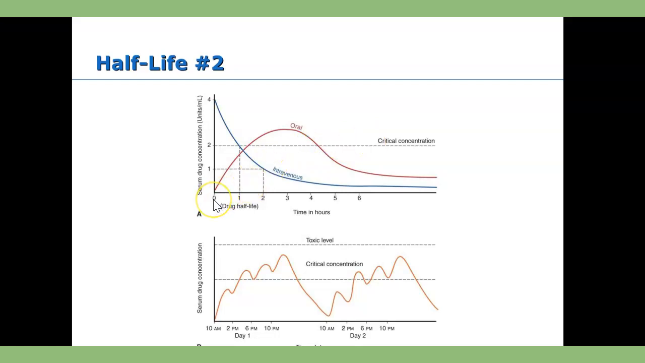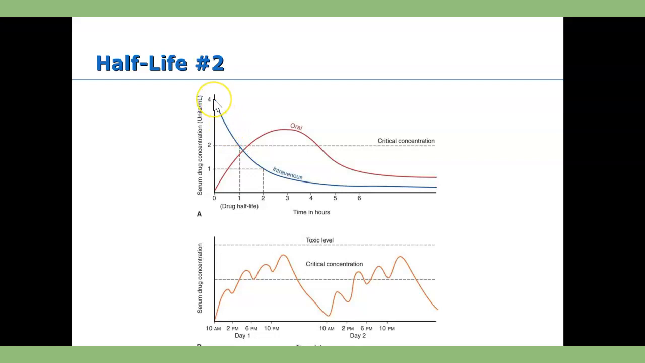So when you take an oral medication, it peaks here. So we talked about peak, and then it goes down to the critical concentration, and then it ends up leaving the body. So in your half-life, it is around, say, 2 hours, it looks like.